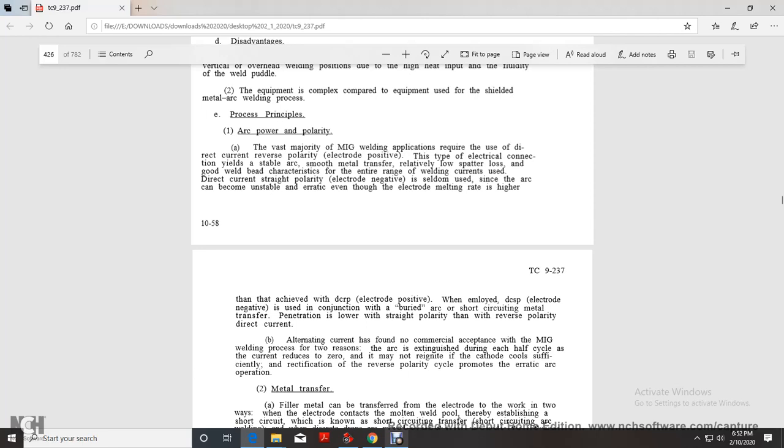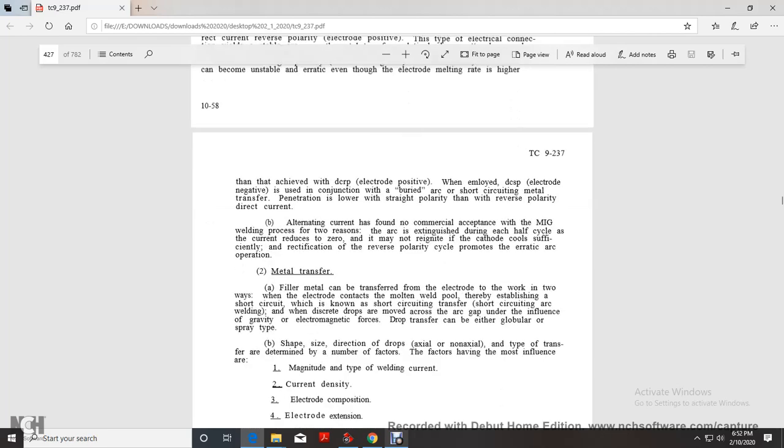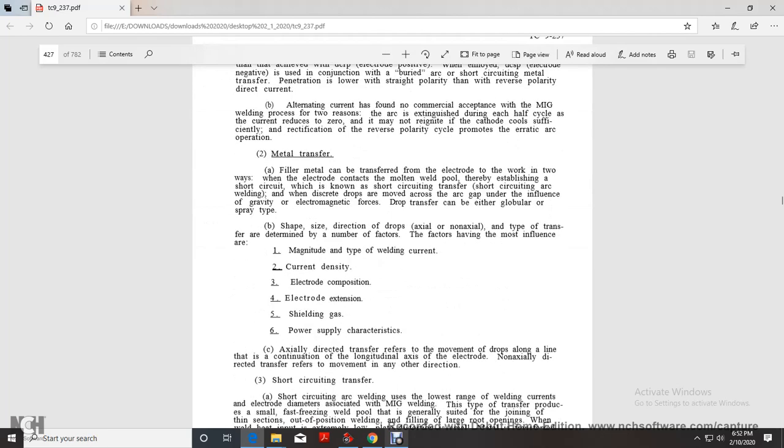Alternating current has found no commercial acceptance for the MIG welding process, for two reasons. The arc is extinguished during each half cycle as the current reduces to zero, and it may not reignite because the cathode has not cooled sufficiently to reactivate. Also, rectification in the reverse polarity cycle promotes erratic arc operation.